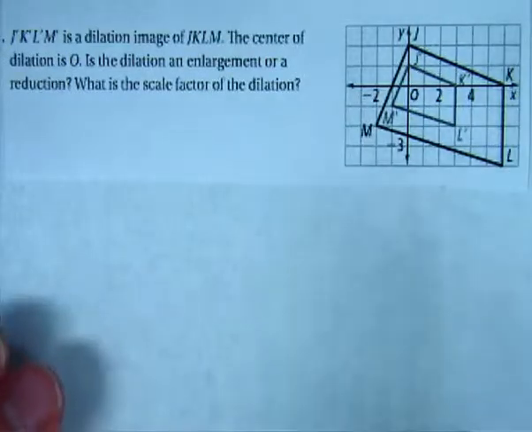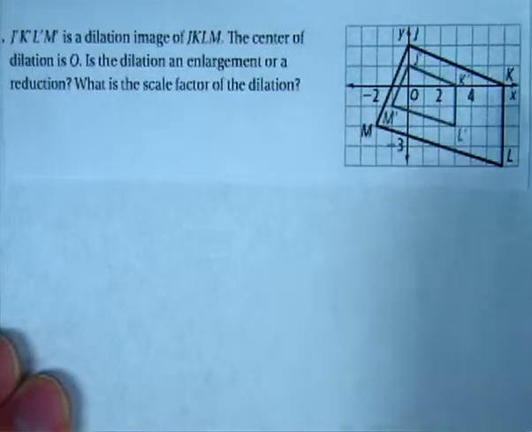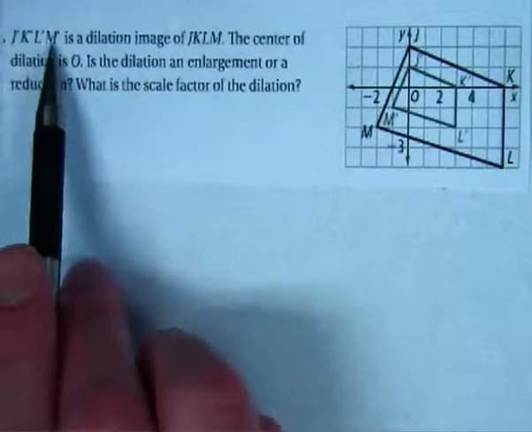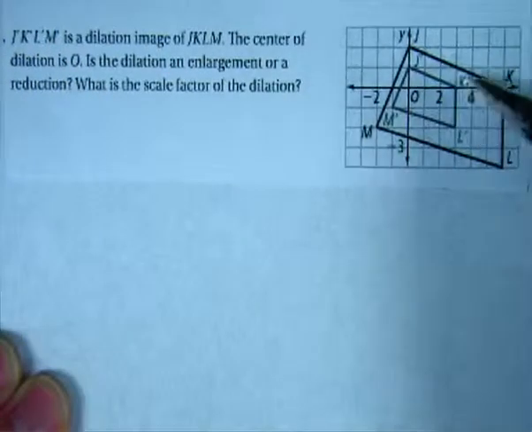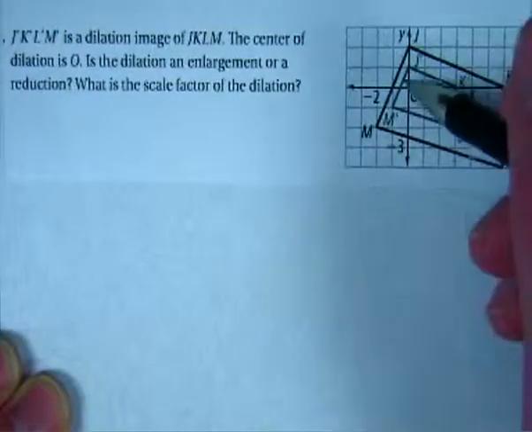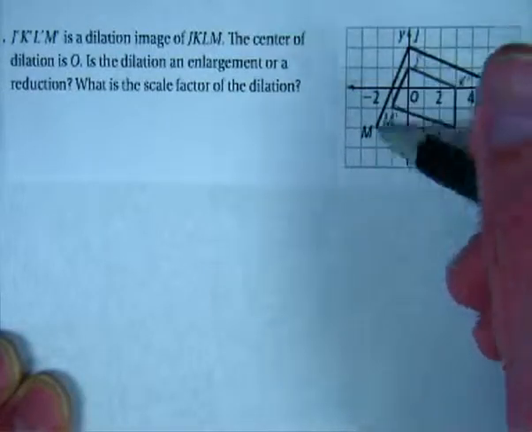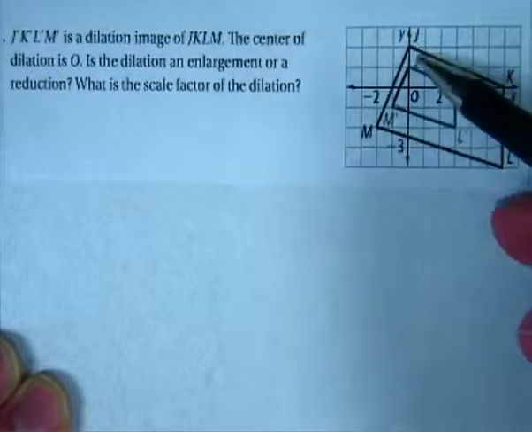So the first thing we need to do is determine which is the image and which is the pre-image. So we're told that J prime, K prime, L prime, M prime is the dilation image. Well, J prime, K prime, L prime, M prime is the inside one. So this is the image, and this would be the pre-image then. And we need to know, is this an enlargement or a reduction?